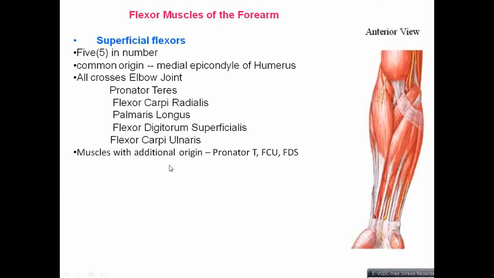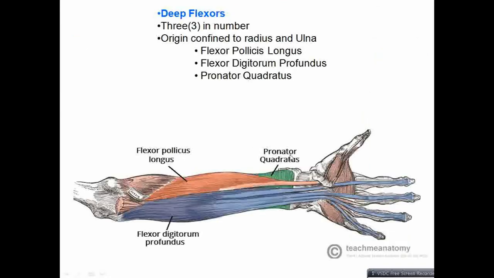And there are some muscles which have an additional origin other than the medial epicondyle, and they are pronator teres, flexor carpi ulnaris, flexor digitorum superficialis. Now the deep flexors: to see the deep flexors you need to cut the superficial flexors and remove them, then you can see the deep flexors. They are 3 in number. They have origin which is confined to the radius and ulna, and the muscles are flexor pollicis longus, flexor digitorum profundus, pronator quadratus.